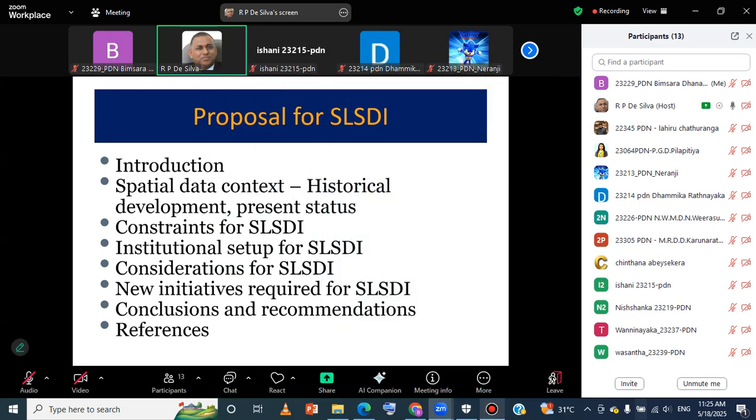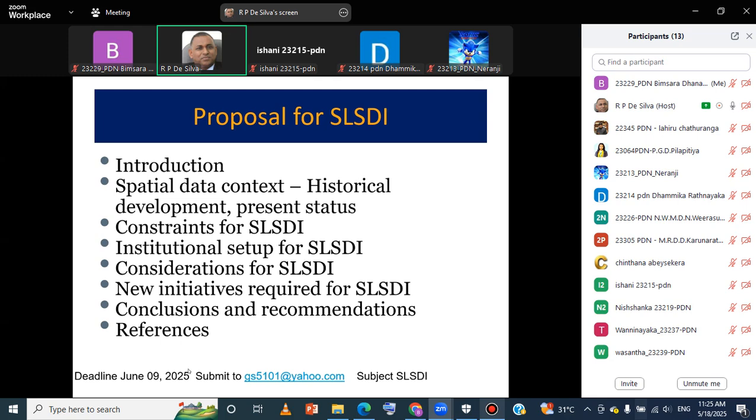And then we have to identify the institutional setup for setting up SLSDI. What are the key pillars, key organizations which will shoulder the weight of this SLSDI? And then who are the other agencies who can support this? And after the institutional setup, you look at considerations for SLSDI. What are the things that you need to consider? Because that should be unique based on our society.